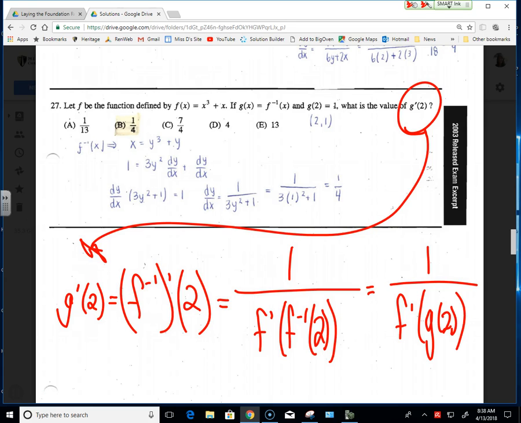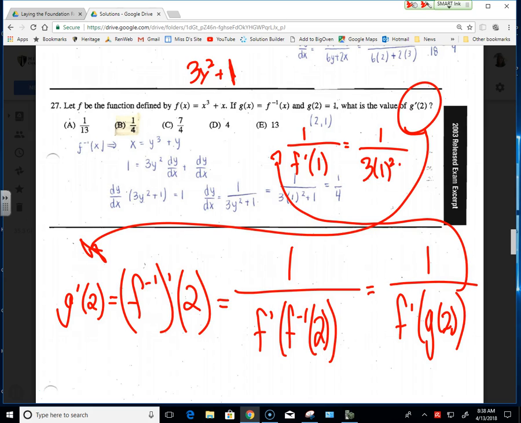Now, here's a quick heads up. Usually, lately in the AP, they wouldn't just give you this one clue. They would give you a few clues, and only one is the right one to use. They wouldn't just give you G of 2, they'd give you G of 1, they'd give you a few different clues. You'd have to choose the right one. This is the only clue I need. Now pause. Who is G of 2? 1. So I need to go ahead and plug in 1 over F prime of 1, which is 1 over, F prime, 3x squared plus 1. 3, 1 squared, 1.